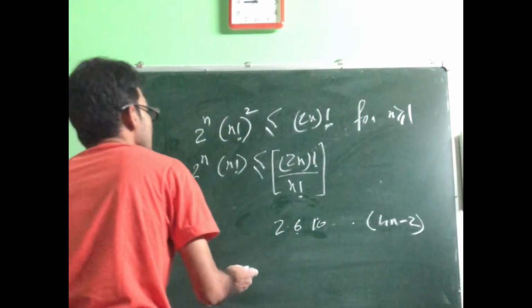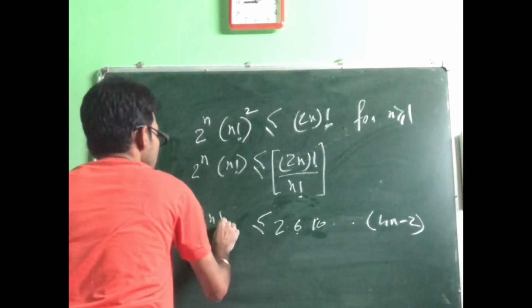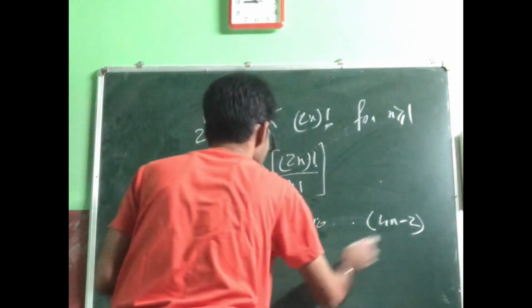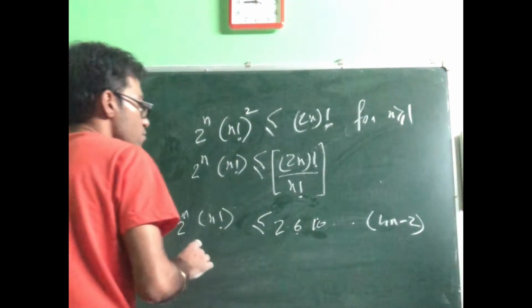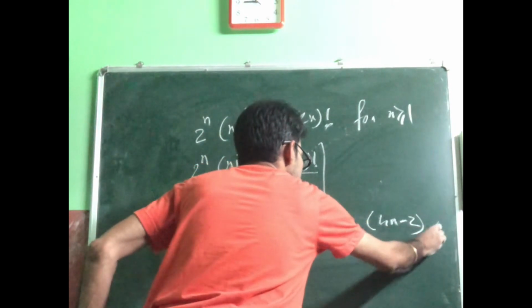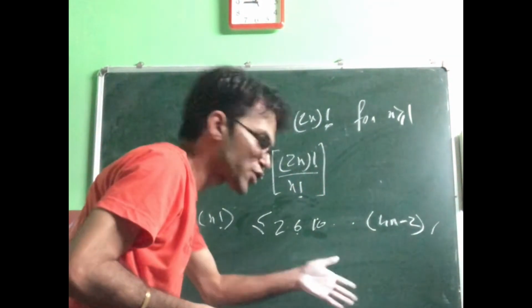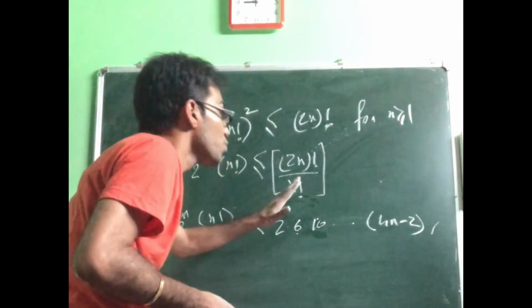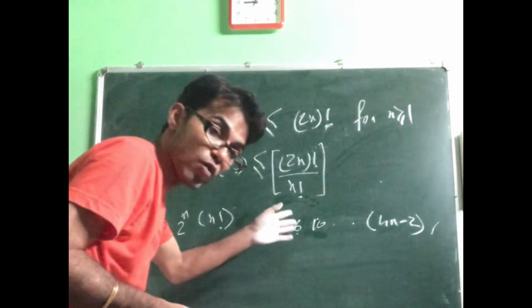So that means, in other words, I need to prove that 2 to the power n times n factorial is less than or equal to this value. This is what I need to prove. And in order for me to prove this using induction, I need to prove it first for the base case, and the base case is going to be again n equal to 1.